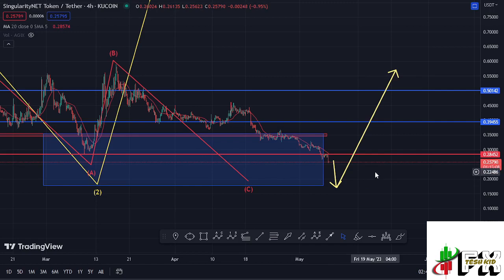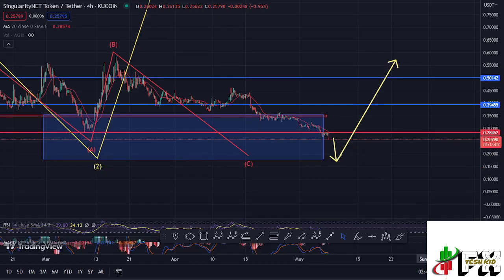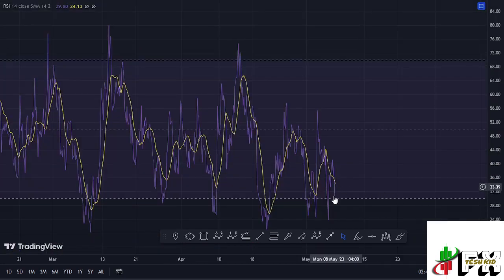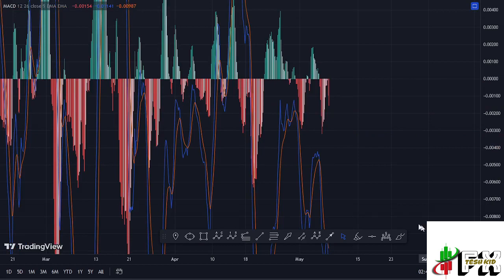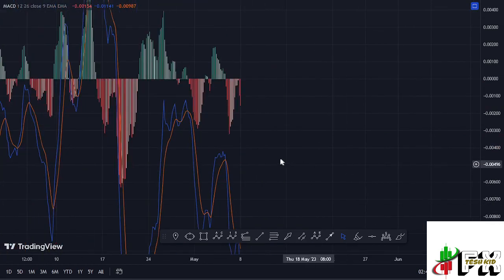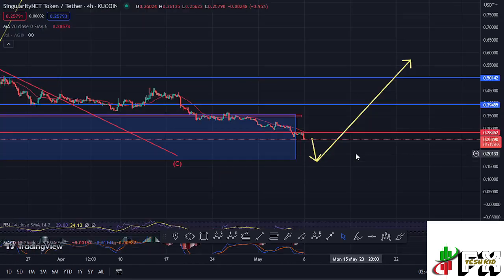And also taking a look at the indicators here on the RSI, we are trading at around the 30 mark. Also taking a look at the MACD, here on the MACD, we have been able to print a bearish cross, suggesting further breakdown. So let's be patient and see how that plays out, and I'll be keeping you updated.